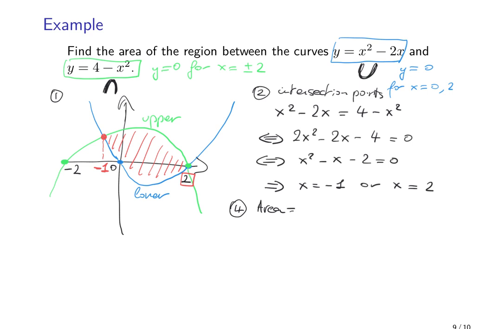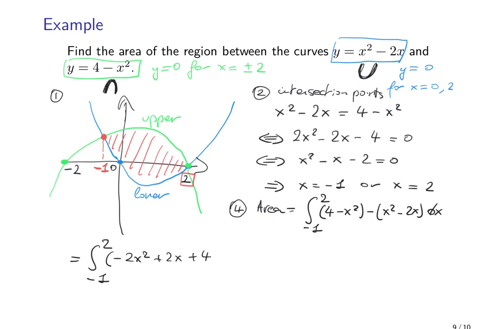Your area is now the integral from minus 1 to 2 of the upper curve, so 4 minus x squared minus x squared minus 2x, dx, and that is equal to, if we simplify a little bit, we get the integral of negative 2x squared plus 2x plus 4 with respect to x, dx.